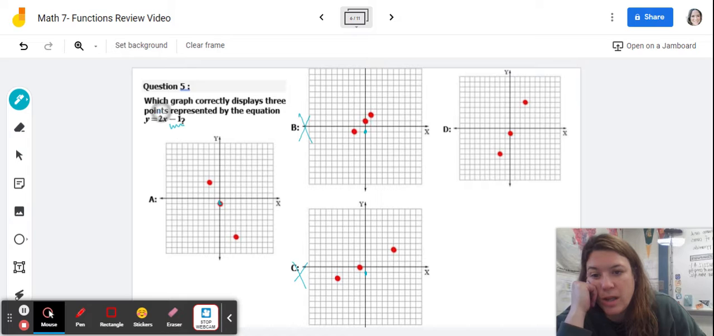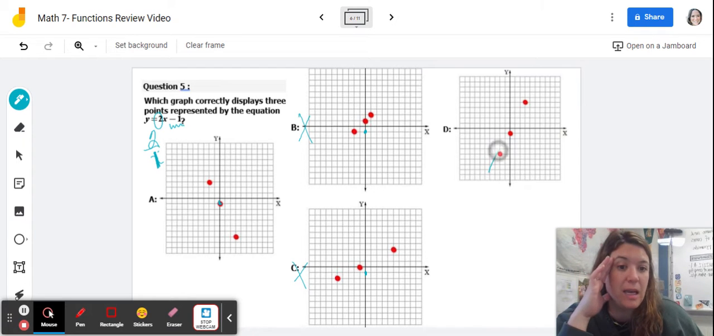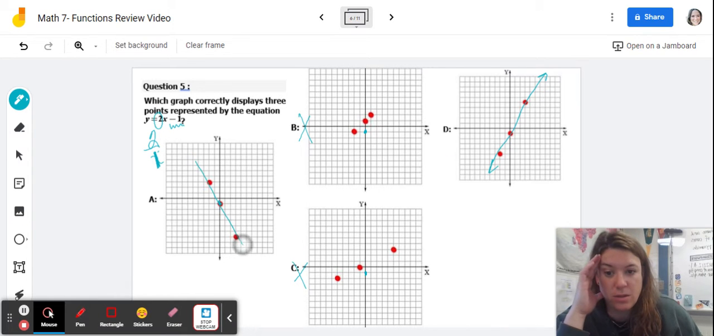The slope, remember, is the fraction in front of the x, and it's a 2, which means that this slope is a positive 2/1. And if it's a positive slope, that means that the line has to be going up to the right, not down to the right. So this is a negative slope. This is a positive slope, so I know it's D.